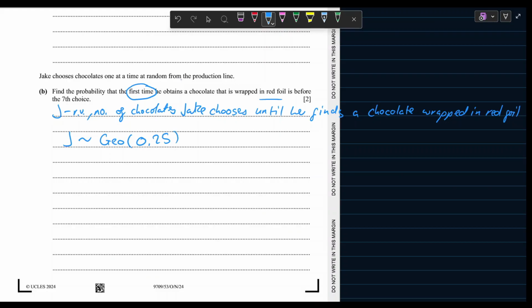And we're saying find the probability that his first success is before the seventh choice, so less than 7. We can rewrite this because this is a discrete distribution. We can rewrite this as less than or equal to 6. And this allows us to use the idea that the probability that x is less than or equal to r is equal to 1 minus q to the r, where q is equal to 1 minus p. So in our case, q would be 1 minus 0.25, and that's 0.75.